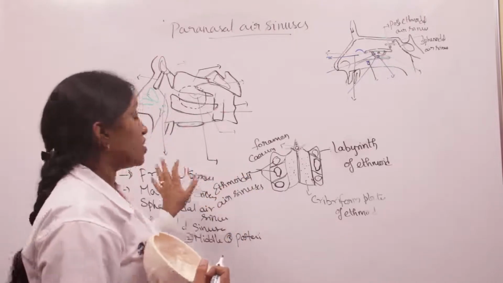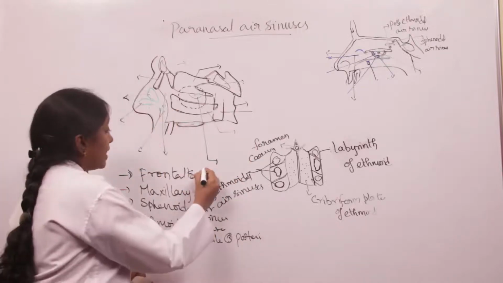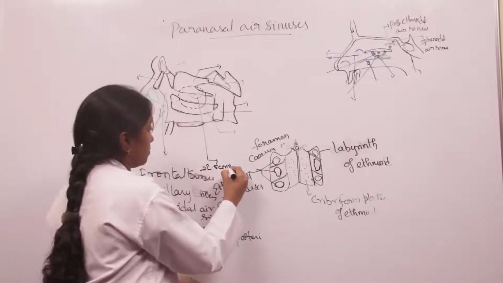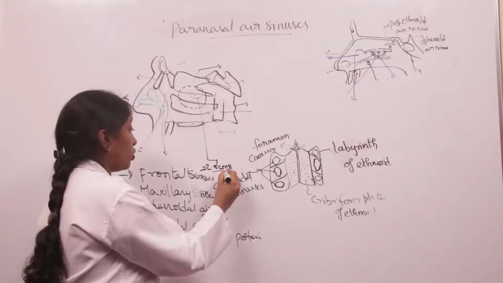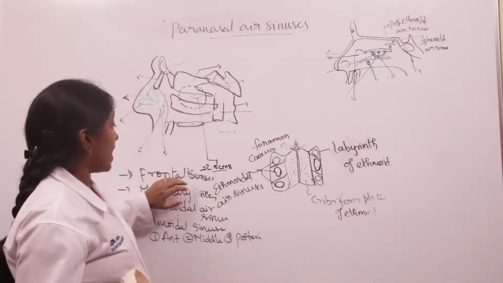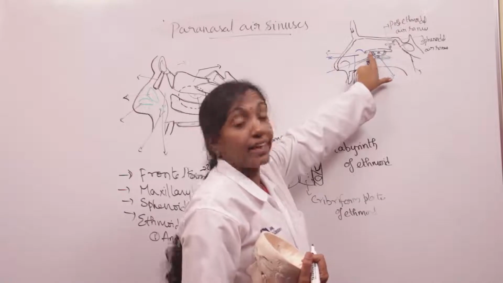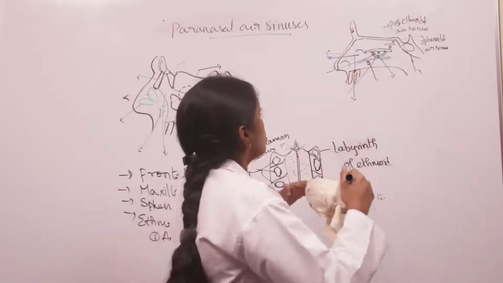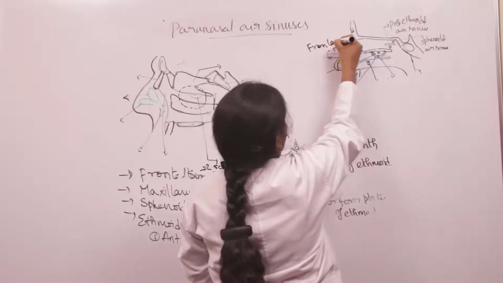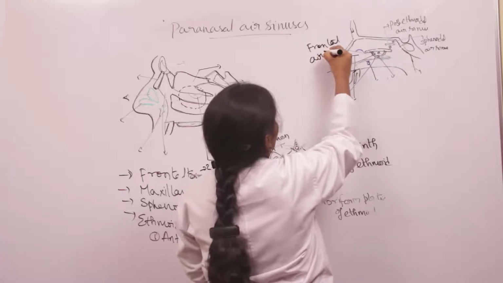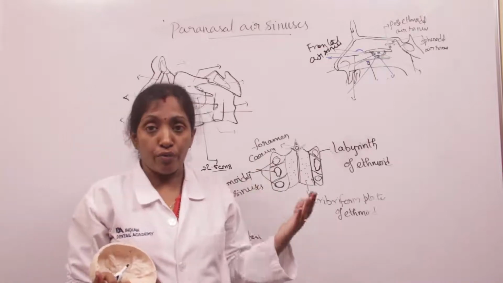So the average width, height, and anteroposterior diameter of the frontal air sinus is about 2.5 centimeters. And this frontal air sinus opens into the anterior part of the hiatus semilunaris in the middle meatus of the nose. This is the opening of the frontal air sinus, which opens into the middle meatus of the nose at the anterior end of the hiatus semilunaris through the infundibulum or frontonasal duct.